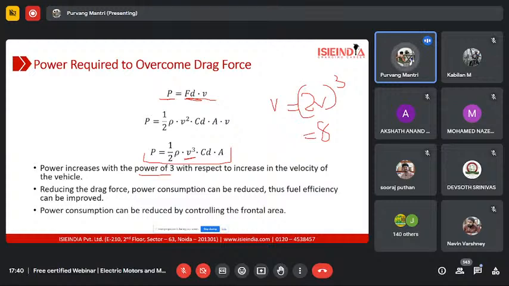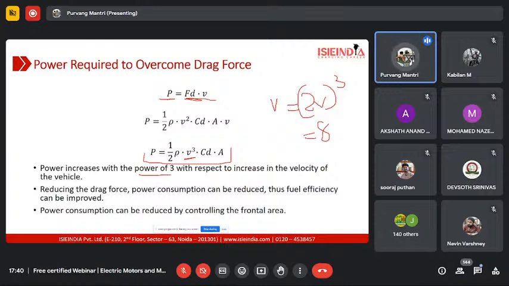The power required would increase by the power of 3 with respect to the velocity. And that's why drag force is quite important whenever we are designing any electric vehicle, because electric vehicles have this issue of range anxiety. We care about range. How far can the car go?